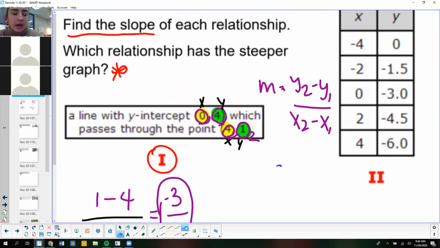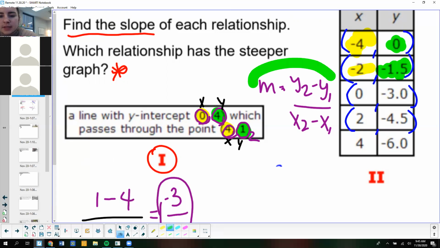So tables and graphs, remember I've said this plenty of times this year, tables, graphs, and equations are all connected. This is basically just a point. So you can pick any of these points off this graph. What I'm trying to show you is we've got -4, 0. So that's a point. I'm going to use this one and this point. So I'm going to use those 2 x values, and I'm going to use these 2 y values.